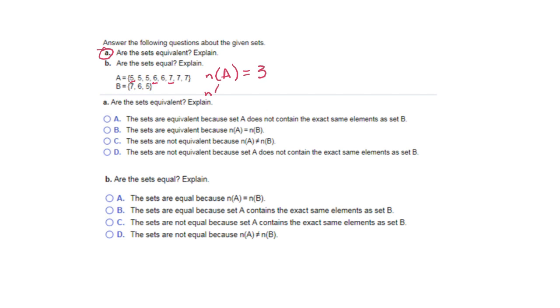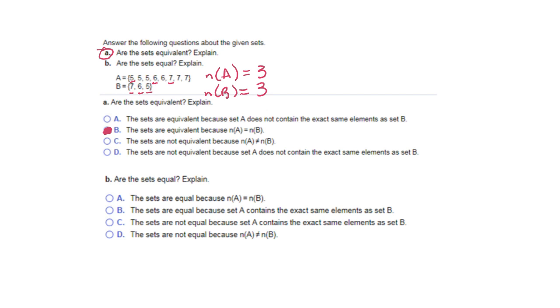My cardinality for set B, I have a 7, 6, and a 5. So this is also 3 unique or distinct elements. So since the cardinalities are equal, these sets are considered equivalent. So we need to find the matching answer for what we just said. The sets are equivalent because the cardinalities are equal. That would be answer B as in beta.